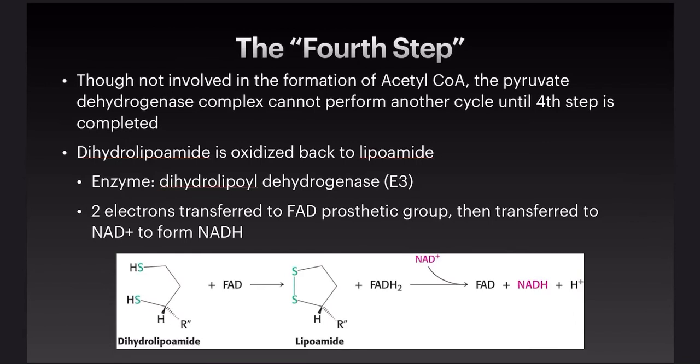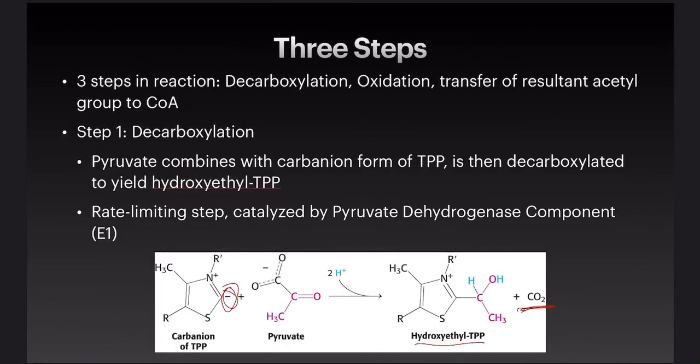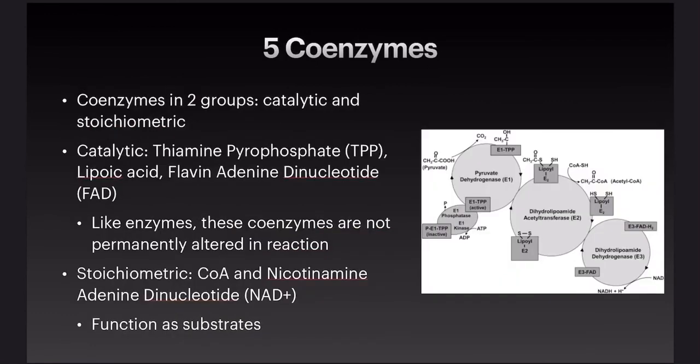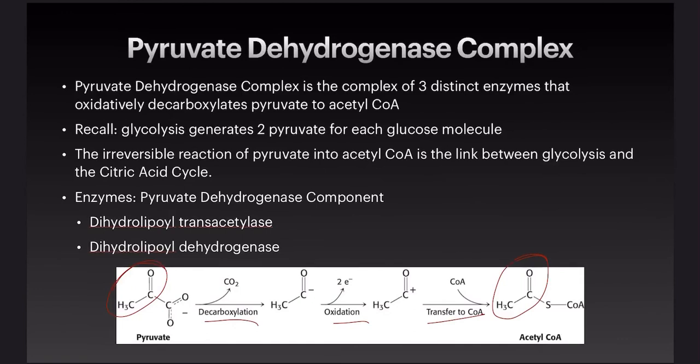dihydrolipoamide is oxidized back into lipoamide. As we can see here, this bond is reforming. So the enzyme involved in this is our 3rd enzyme, dihydrolipoyl dehydrogenase. 2 electrons, we can see here, are transferred to an FAD prosthetic group to create FADH2. Then these 2 electrons will be transferred to NAD+ to form NADH and H+. So now that we have our lipoamide back, we can go back to step 1. We now have this available for step 2, and we can keep going through our pyruvate dehydrogenase complex.